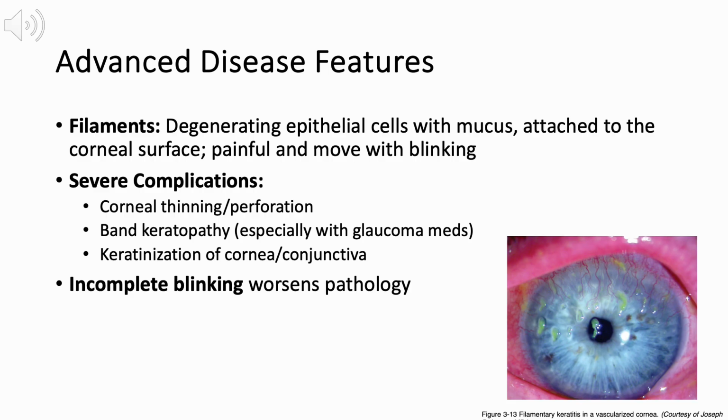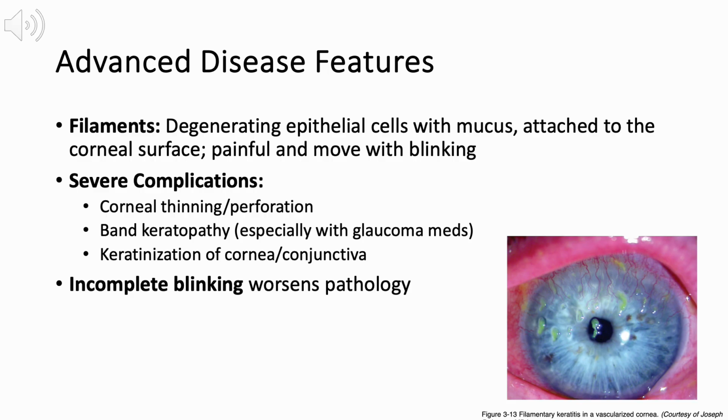One hallmark is the presence of filaments, which are composed of degenerating epithelial cells in mucus that adhere to the corneal surface. These filaments are often painful and can move with blinking, further irritating the eye. Progressive disease may lead to severe complications, including corneal thinning or perforation. Band keratopathy is another risk, particularly in patients using glaucoma medications, leading to calcium deposition in the cornea. Additionally, chronic inflammation and surface damage can cause keratinization of the cornea and conjunctiva, reducing transparency and vision.